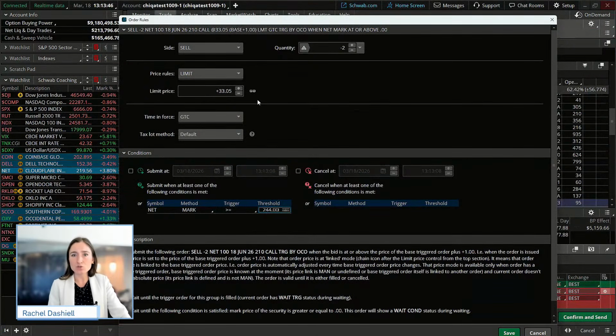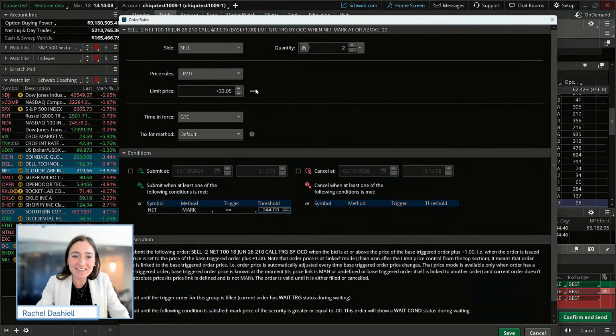So if we still want to have control of our price, and if we want to say, hey, whatever the limit price is of this option at the time that the stock reaches this level, send this order. This is how we can do this. And this is one for you, Kevin Baker. I know you requested this one, so I'm making sure I'm putting it in today.